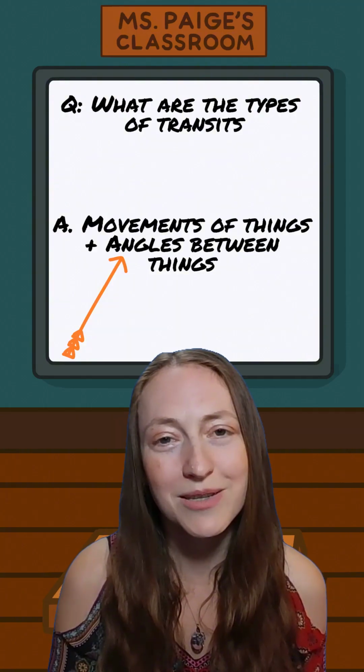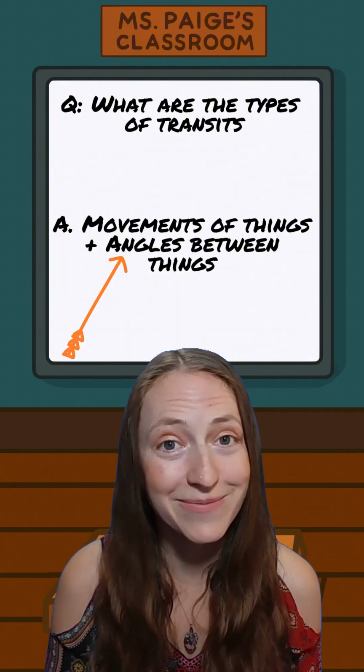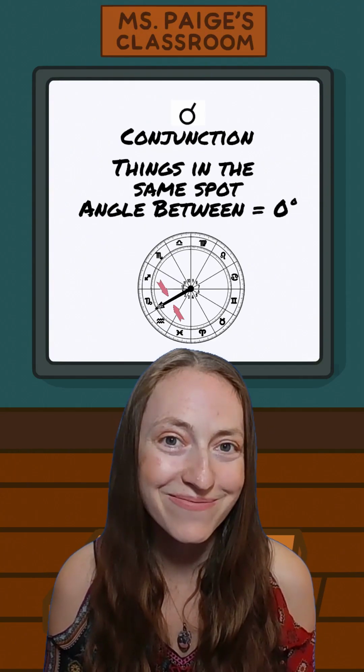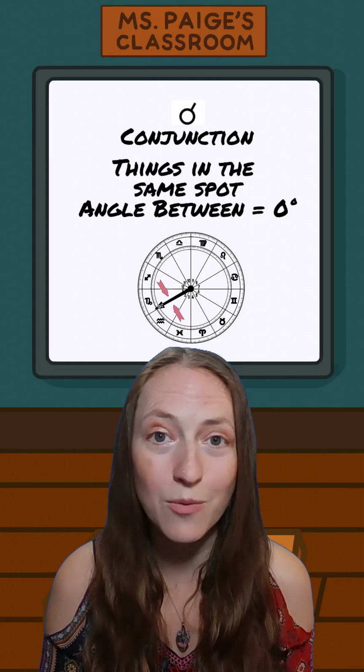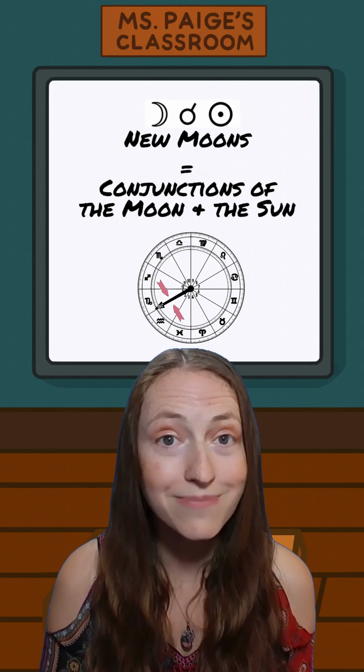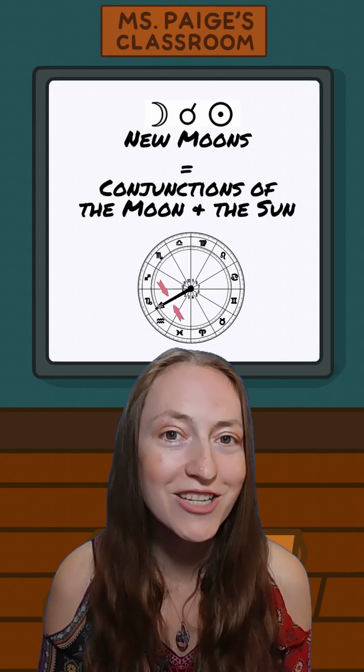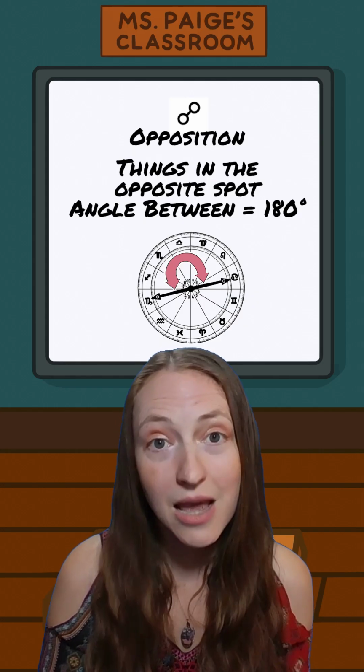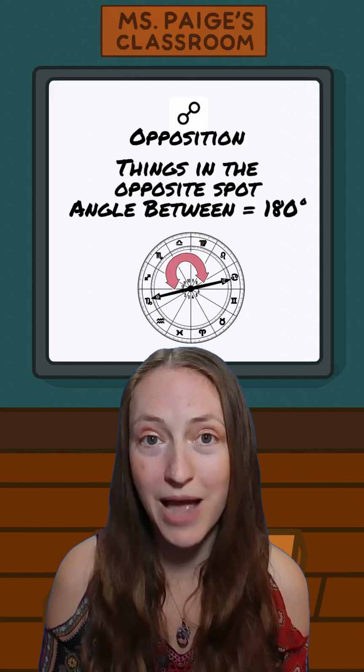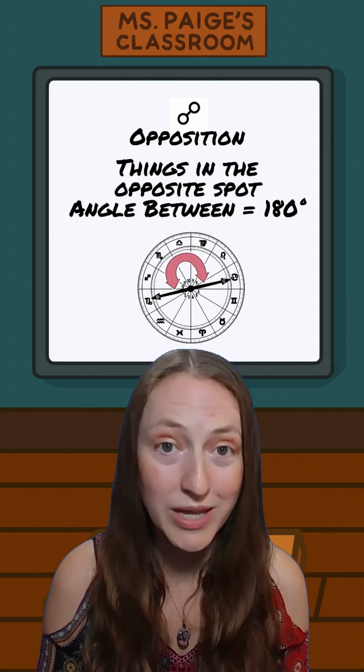Now we'll talk about the transits that involve angles between things. First, we'll talk about a conjunction. This occurs when 2 things are in the same spot with 0 degrees between them. Note that all new moons are conjunctions between the moon and the sun. An opposition occurs when things are in opposite spots with 180 degrees between them. Note that all full moons are oppositions between the moon and the sun.